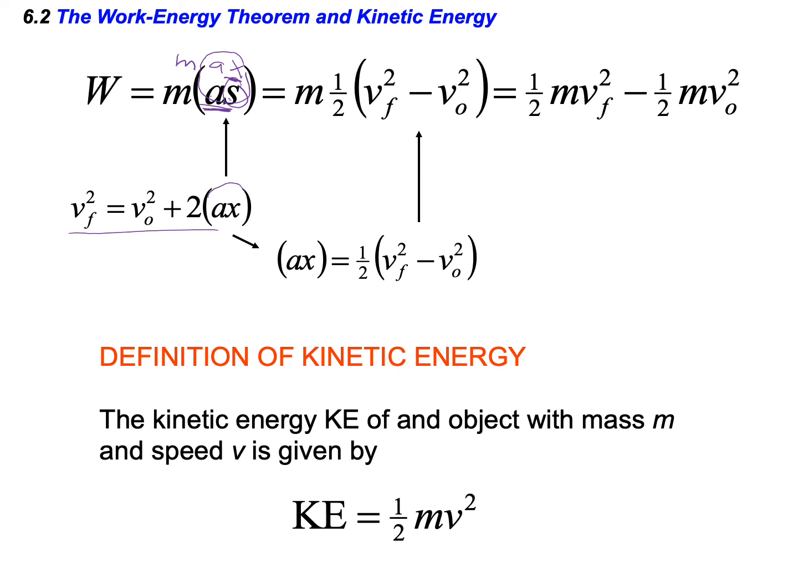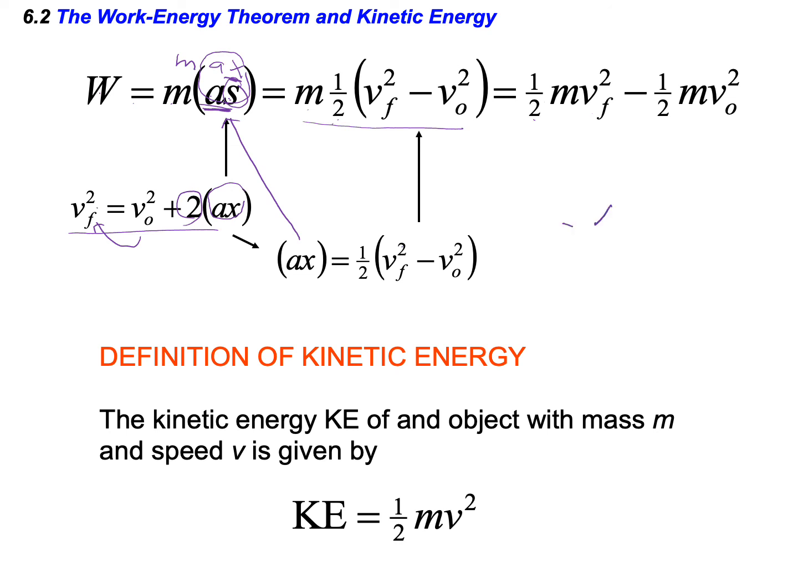So from this equation you can solve for ax, which means you can bring this v0 to this side and divide by 2. So ax is half v final square minus v0 square. Now I'm going to substitute this ax into this equation. W is equal to mass times, instead of ax, half times v final square minus v0 square. If I multiply to get rid of this parenthesis, I get half m v final square minus half m v0 square.